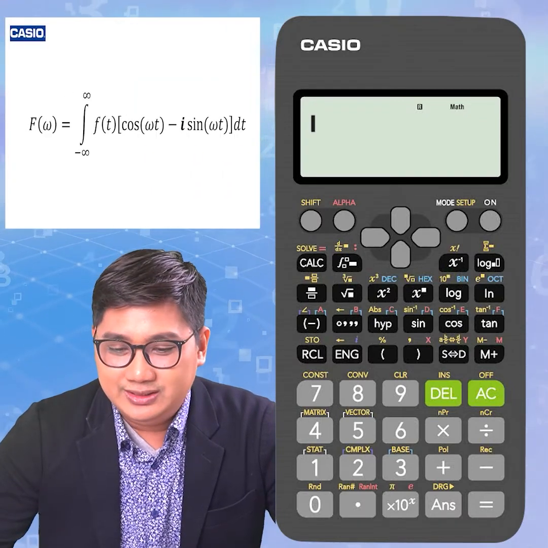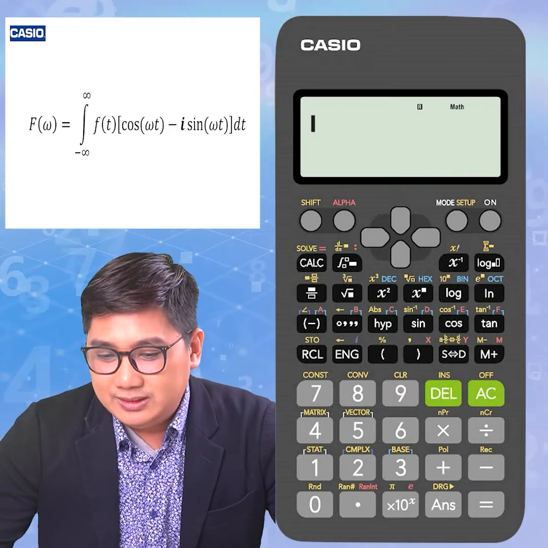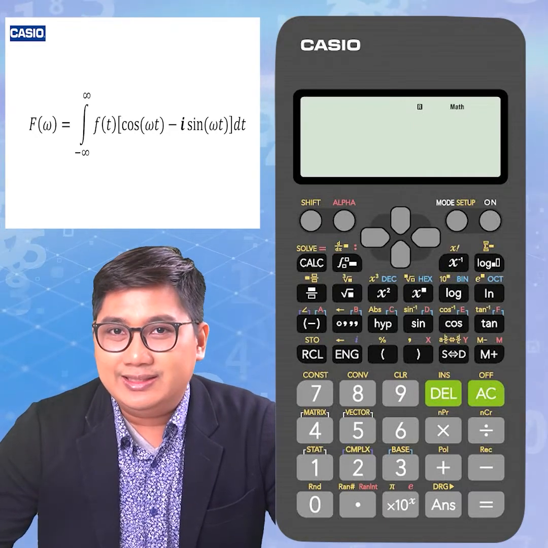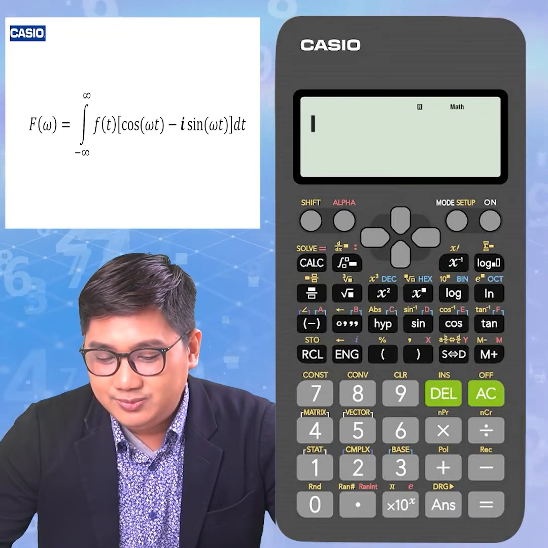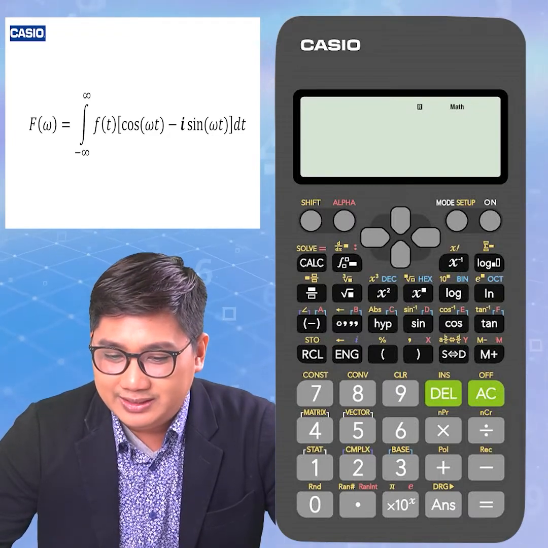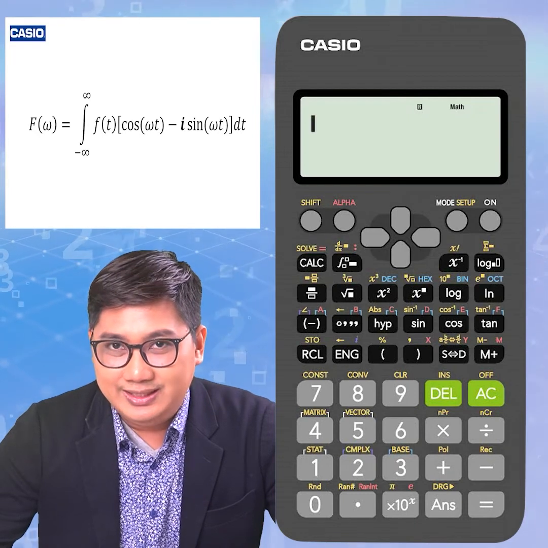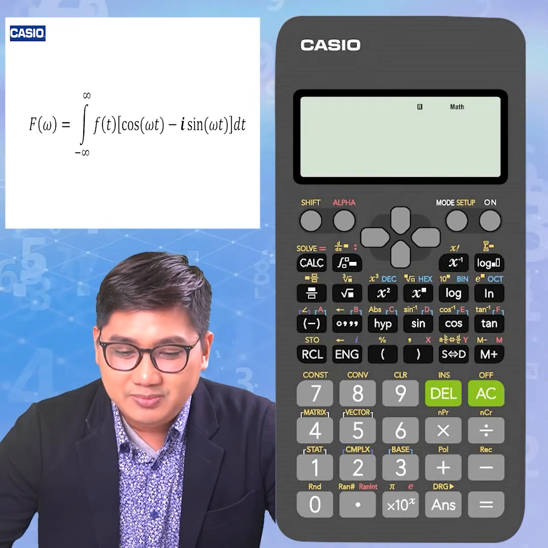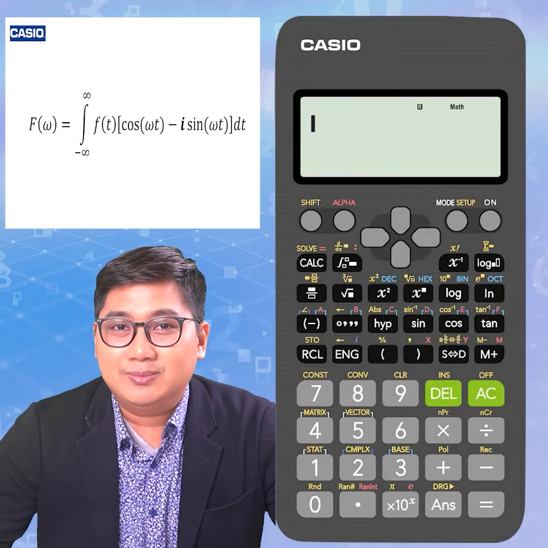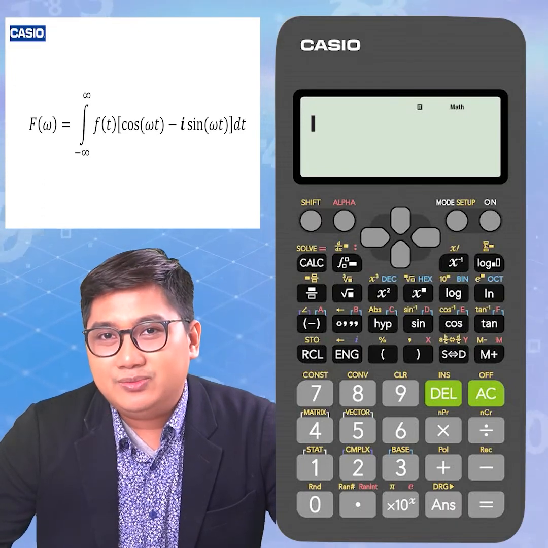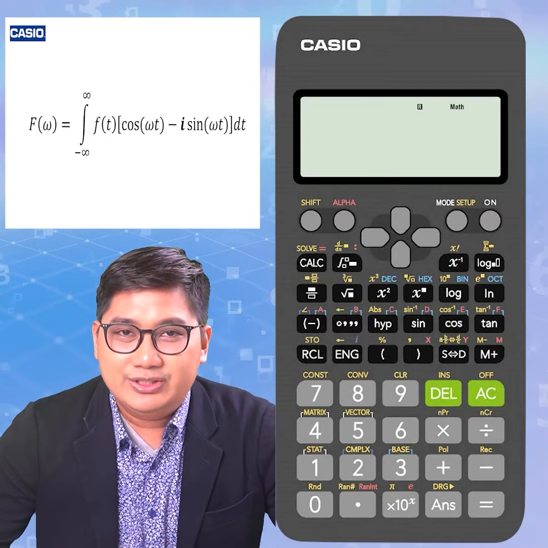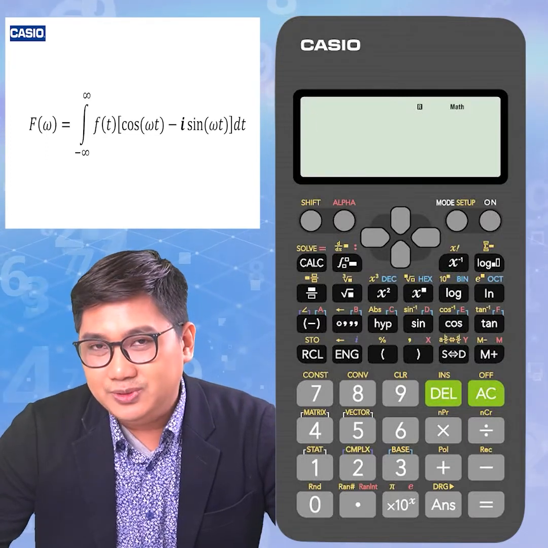So the kernel function can be substituted with the functions cosine and sine. The formula will be F of omega equals the integral of the function of time times cosine omega t minus i sine omega t, dt, from negative infinity to positive infinity. Since the imaginary number is just a coefficient of the sine function, this can be factored out. After factoring out, we can proceed with the integration using the calculator to compute its value.